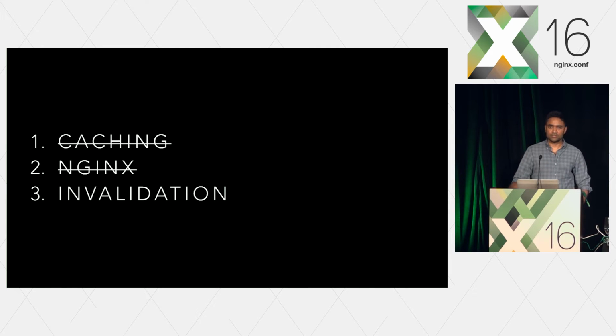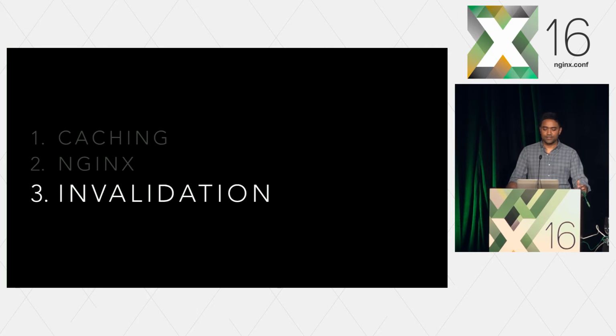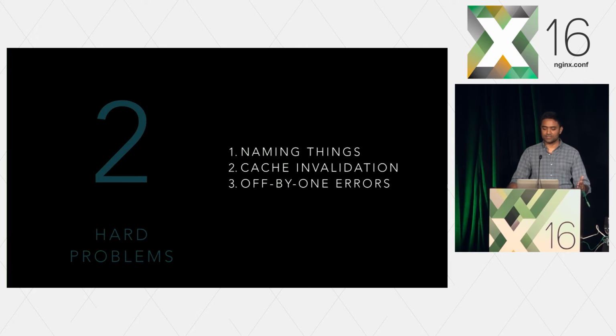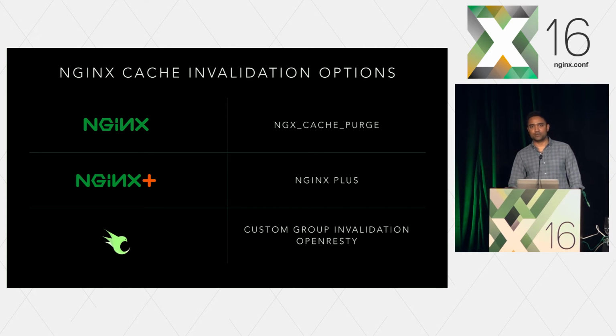Invalidation is the bulk of this talk because that's the work we did to figure out some details, and I think that's the more interesting bit. Can't really talk about invalidation without this joke that you have probably heard some variation of. There are only two hard problems in computer science: naming things, cache invalidation, and off by one errors. So on that note, we'll look at the invalidation options.